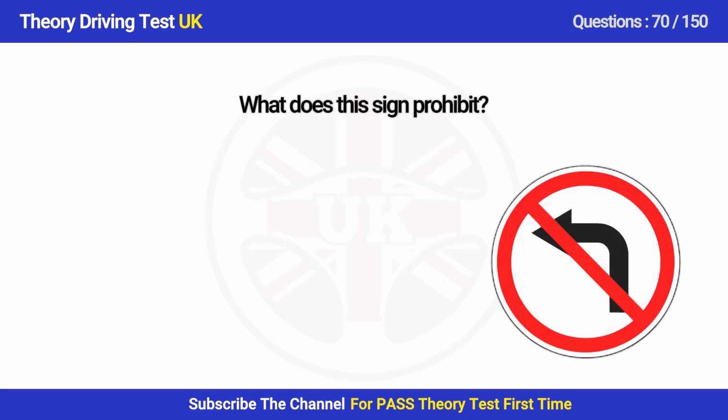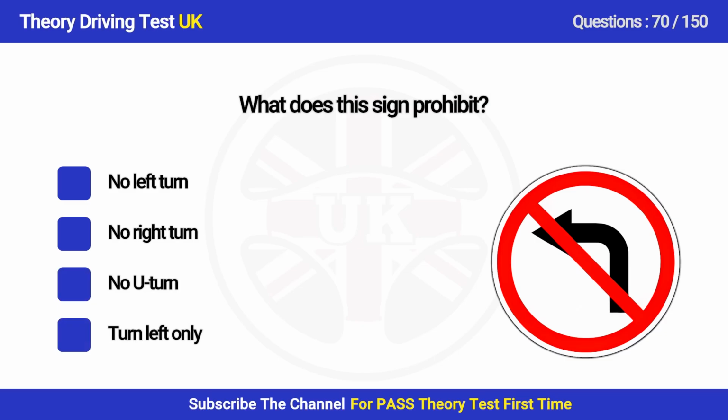Question 70. What does this sign prohibit? A. No left turn. B. No right turn. C. No U-turn. D. Turn left only.